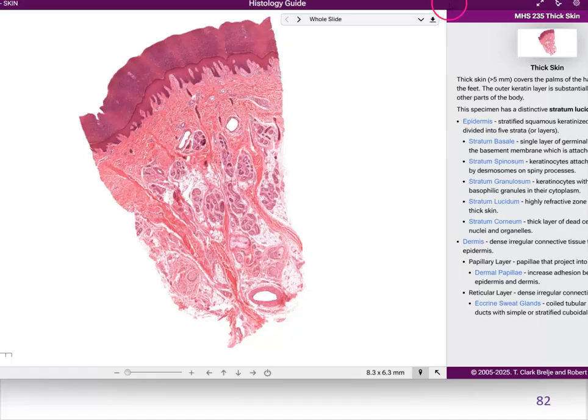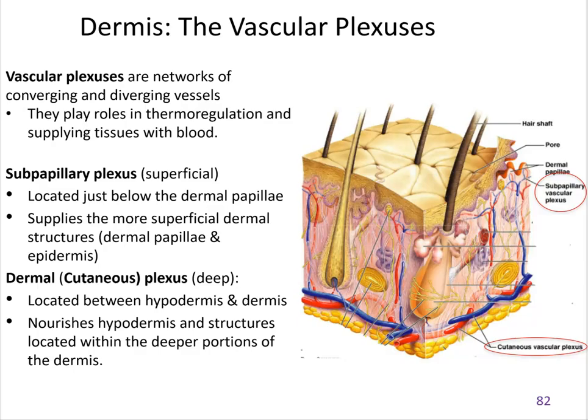So that was what I wanted to show you about histology of the integumentary system up to this point, because we haven't yet looked at skin appendages, but let's do that now. So, skin appendages.